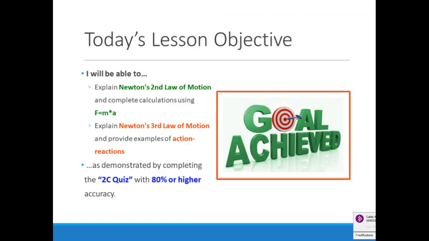Awesome. Okay, here we go. So here was our objective for today: doing Newton's second law, talking about F equals ma. I will show you question 5 in a moment. We also did Newton's third law, talking about actions and reactions.